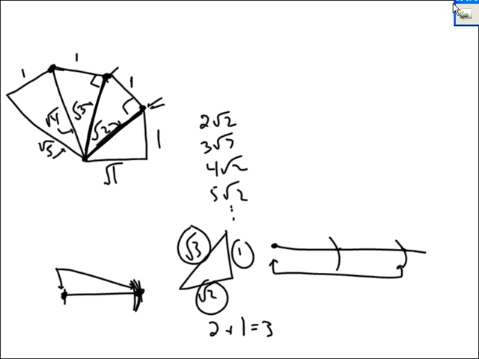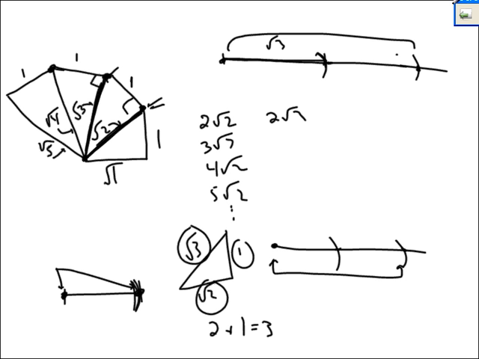Now that I know this length is square root of 3, how do I draw 2 square root of 3's? Well, I draw a long line. I put my compass needle here. I mark off where square root of 3 is. Put my compass needle here. And I mark off another square root of 3. This length is 2 square root of 3's. And I can do it 3 times. 3 square root of 3, 4 square root of 3, 5 square root of 3's, etc. And of course, I can draw square root of 2 and square root of 3.